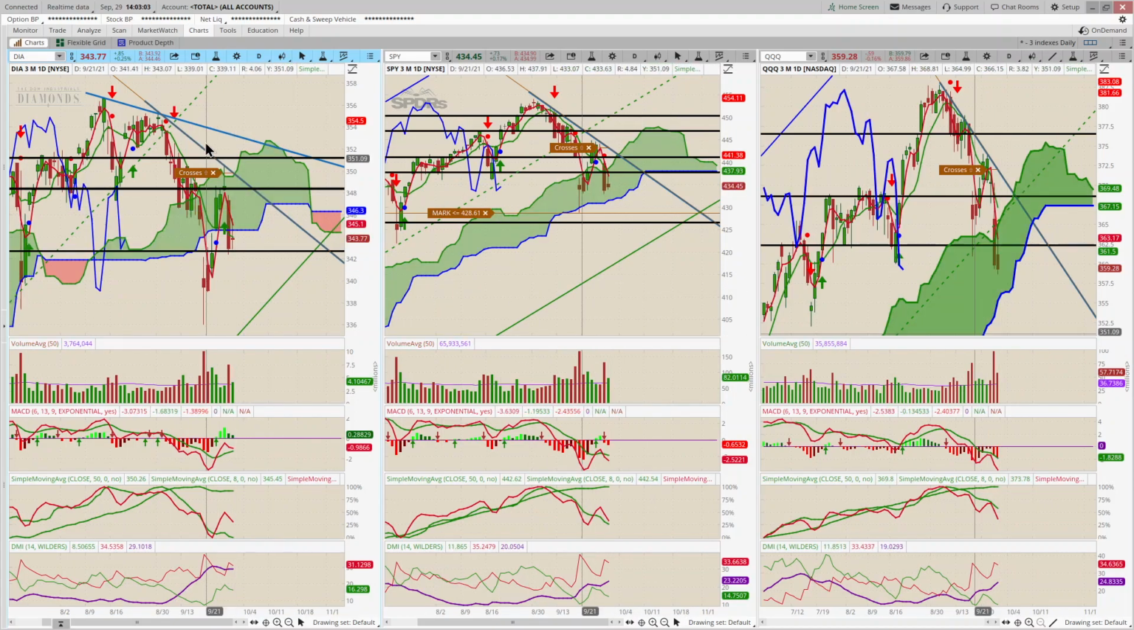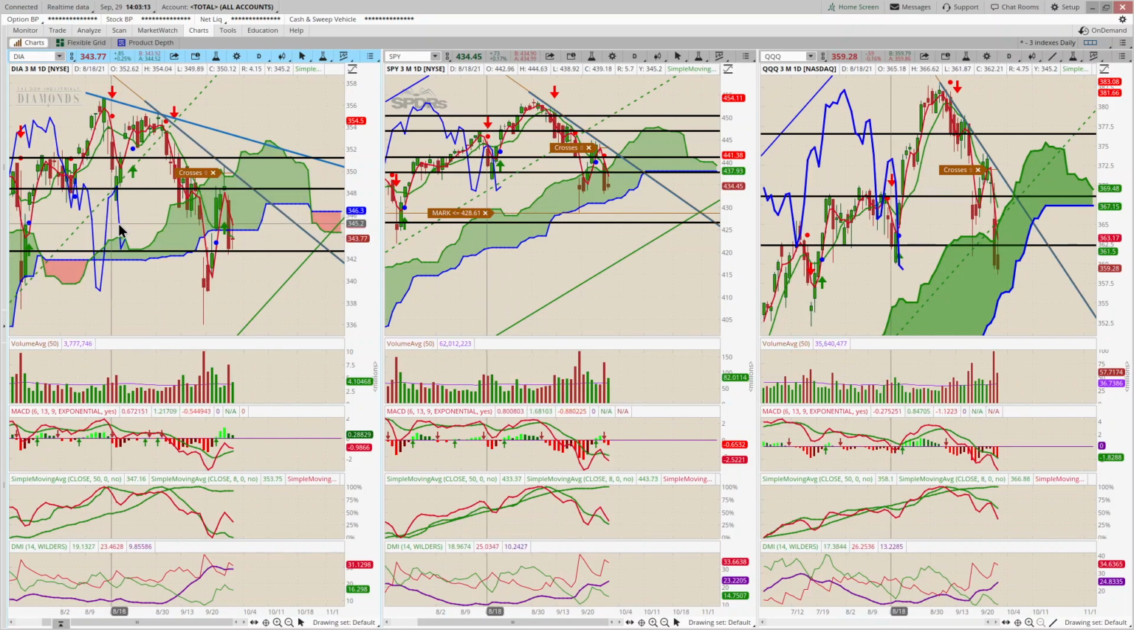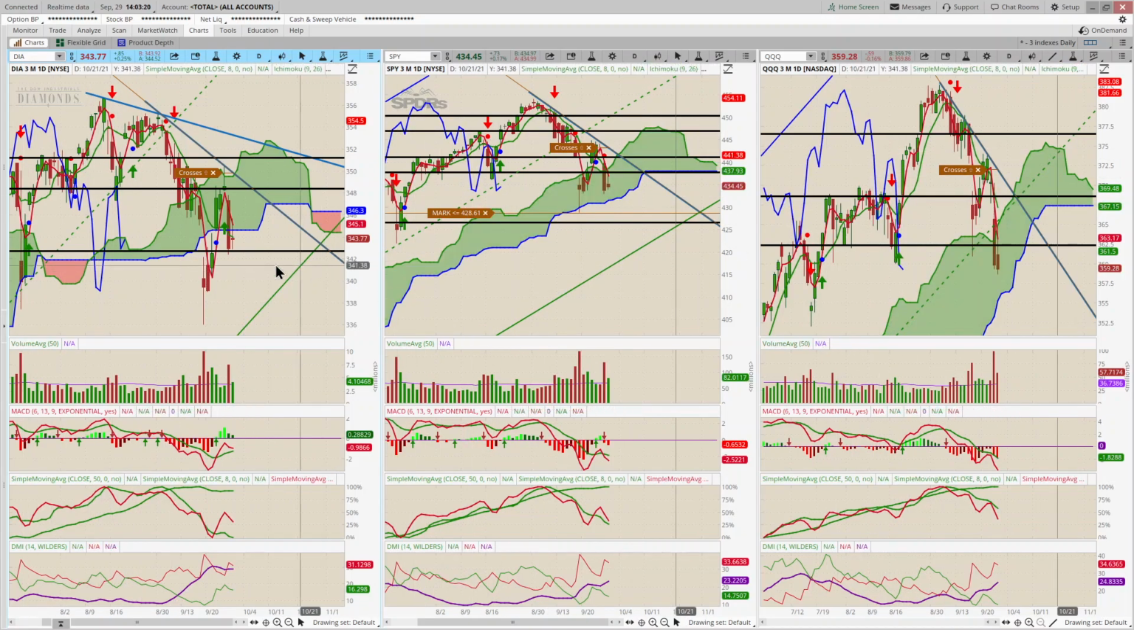So again, here's the diamonds on the left, the SPY in the middle, the Qs on the right. We're only going to look at the daily charts today. You might remember from some of my recordings that this blue line, also called the Chikou line in Ichimoku speak, is one of the primary indicators of an uptrend or a downtrend. And let me show you how this works.